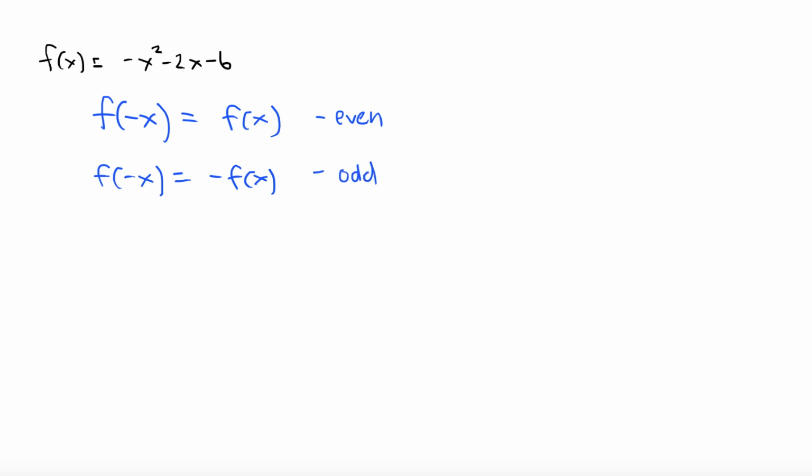Okay? So here, let's do that, right? Let's plug in f of negative x into this function and see what we get. So when we plug in f of negative x, we get the negative of negative x squared minus 2 times negative x minus 6. Now notice what happens to these signs here, right? This becomes negative x squared plus 2x minus 6.